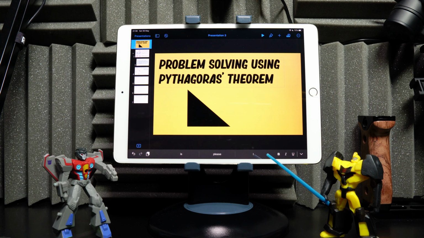Okay, so let's solve the following problem. Consider the diagonal of a 5 centimeter by 8 centimeter rectangle. Find the diagonal's length in radical form and to the nearest millimeter. Right, so what we're going to do first is follow these 6 steps. We're going to make sure that we draw the diagram first. So let's draw this down.